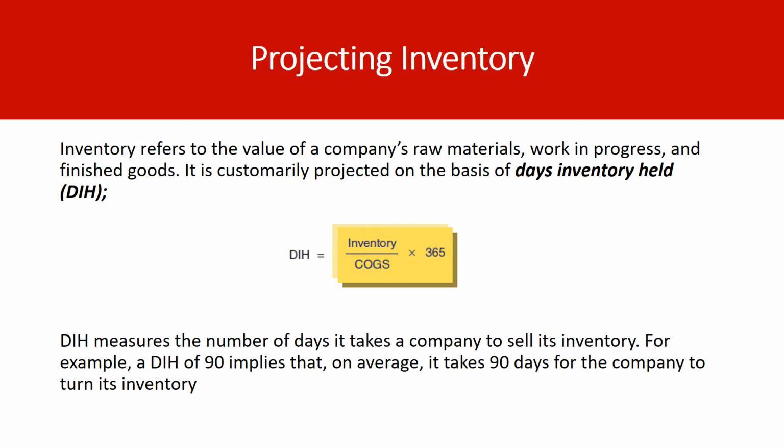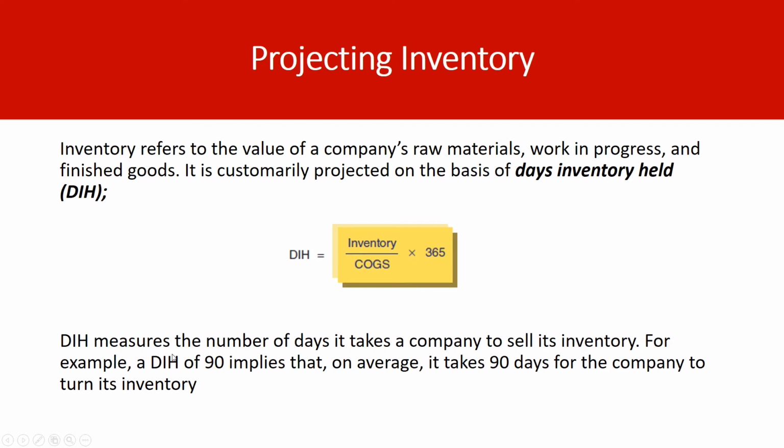So what about projecting inventory? Inventory refers to the value of a company's raw materials, work in progress, and finished goods. It is customarily projected on the basis of days inventory held, the DIH ratio. So the DIH ratio is calculated by dividing inventory by the cost of goods sold, COGS, and then multiplying that by 365. Right? So DIH measures the number of days it takes a company to sell its inventory.